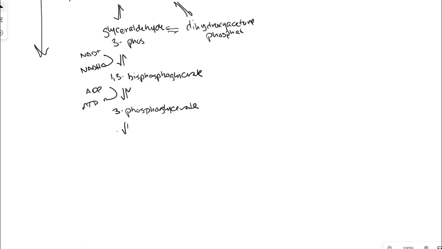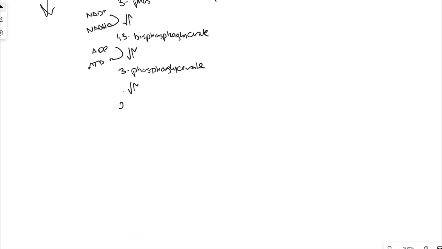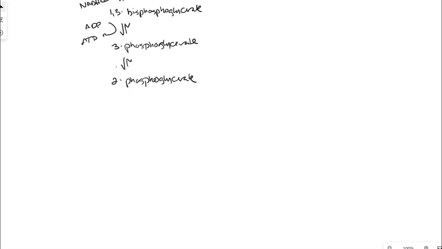Then, of course, this becomes 2-phosphoglycerate, because we need to set up our production of phosphoenolpyruvate, so we can have our last highly exergonic step going to pyruvate. And this is going to yield ATP as well.